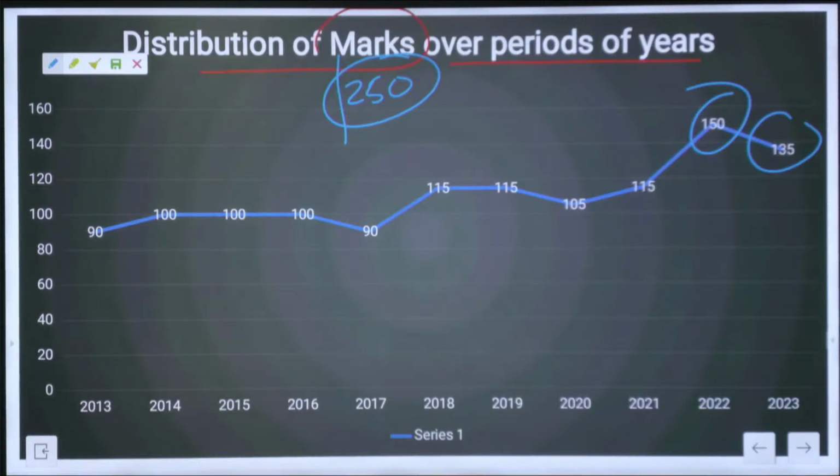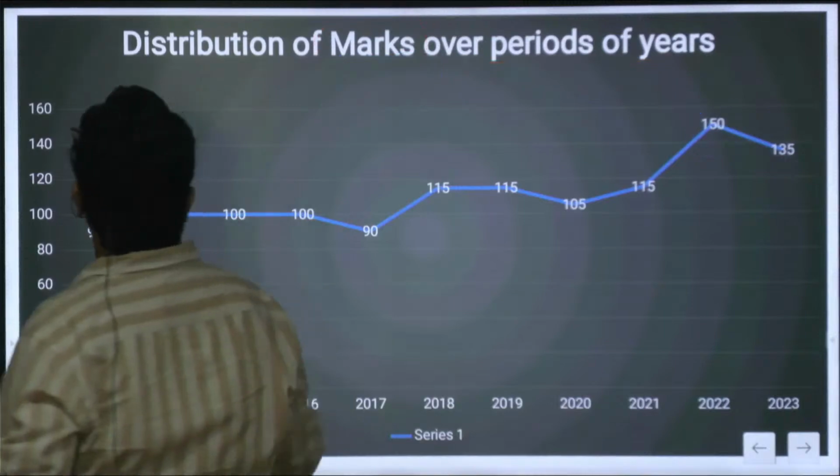Out of the 50, social justice may be 30, governance may be 20, or governance may be 30, social justice may be 20. But this polity and constitution part will cover almost 150 marks of the total 250 marks of your paper. Are you getting my point? So this shows the importance of this topic in your examinations. Any doubt? Clear?